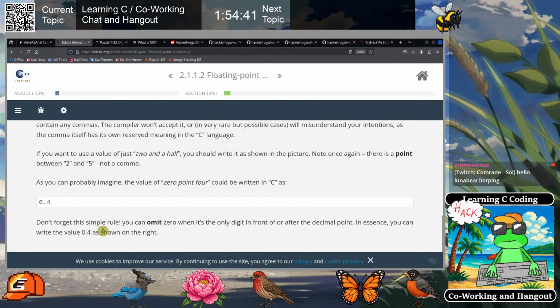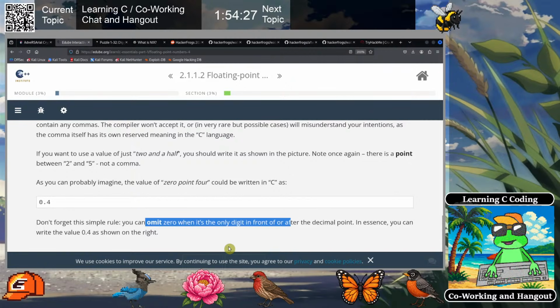Okay, so don't forget this simple rule. You can omit 0 when it's the only digit in front of or after the decimal point. In essence, you can write the 0.4 as shown on the right. You can omit the 0 in C, so you can just write .4. That's interesting to know.